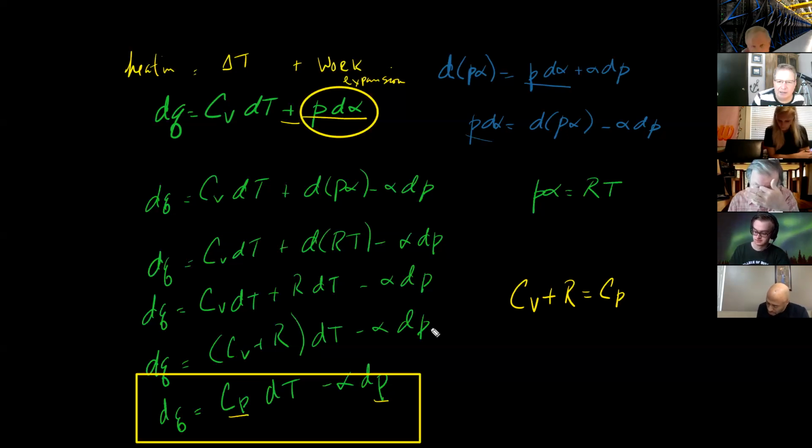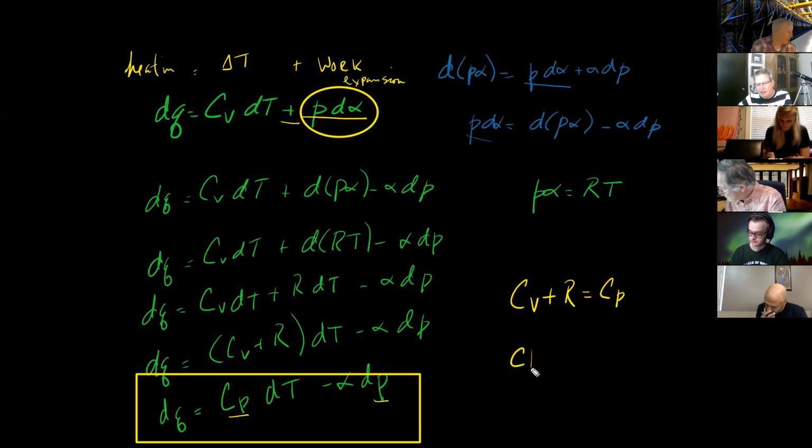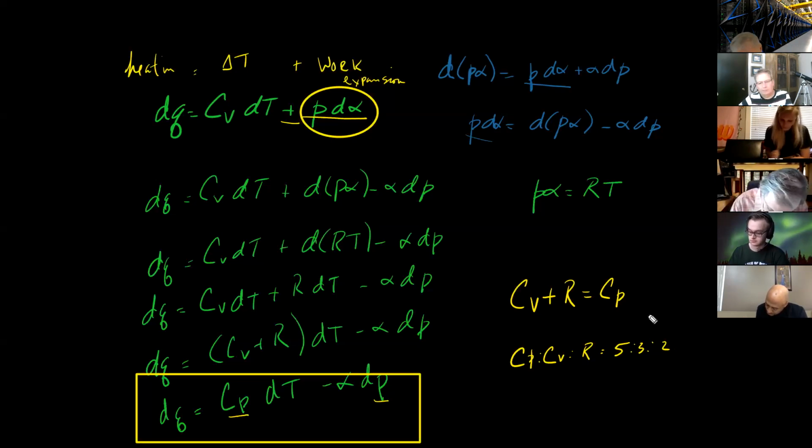that are monatomic, the ratio of Cp to Cv to R is 5 to 3 to 2. Wow, I've never seen this before. Is this a common thing, or is this really important? That's for monatomic. Monatomic. Single?